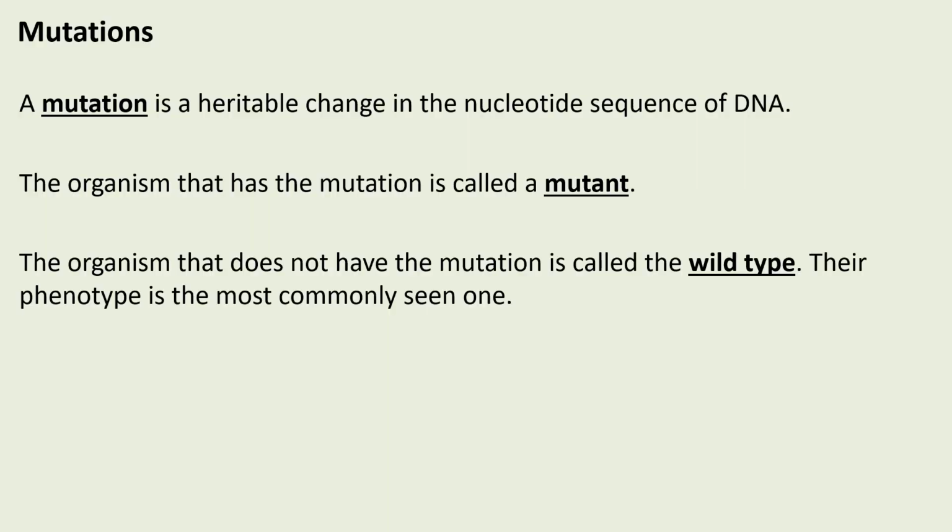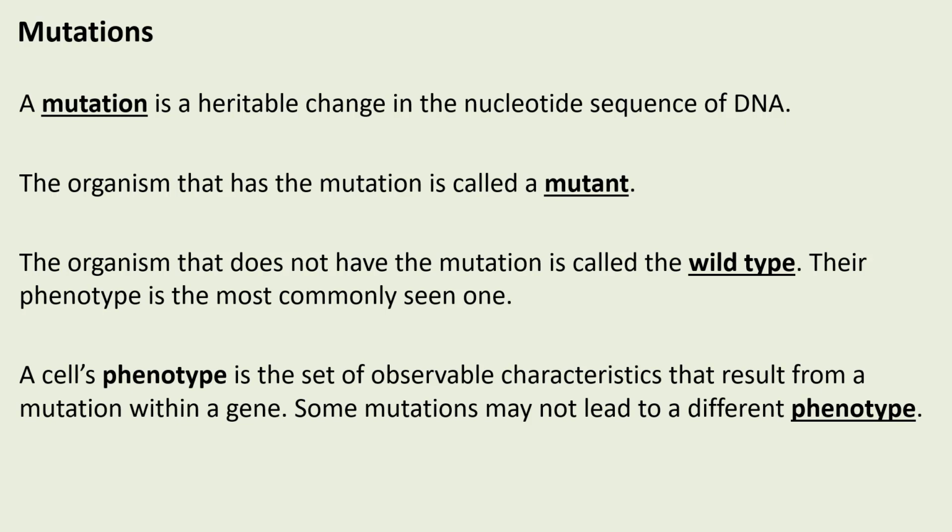Now, this wild type organism is chosen based on the fact that it is the one that expresses the most common phenotype. So how do we know if a bacterial cell is a mutant or not? That can actually be kind of tricky, but we have 2 ways of finding out. The first is by looking to see if the bacteria has unusual or different characteristics than what is considered normal. These characteristics are defined as the cell's phenotype.